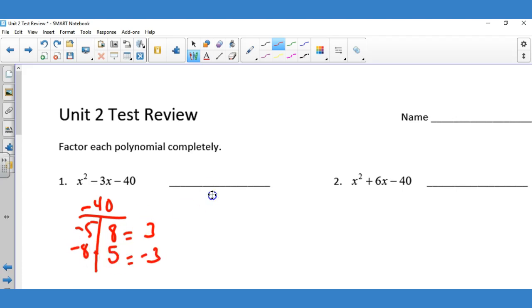So here are my factors. X minus 8 and x plus 5. Alright, those are your factors, okay?